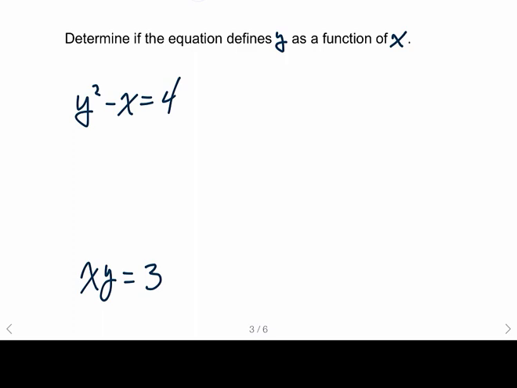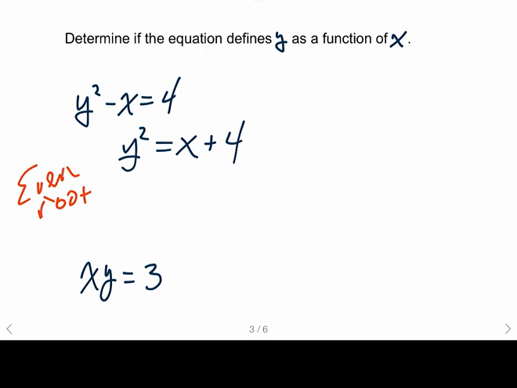Next we see y squared minus x equals 4. Now at first it looks like we can easily solve for y. We have y squared is equal to x plus 4. But at this point I'd have to take a square root. Now that's an even root, and so let me note that this is an even root. The reason that this is going to cause us some problems is, remember, whenever we square root both sides of an equation, we have to remember to throw in a plus or minus. So I end up with y equals plus or minus the square root of x plus 4.